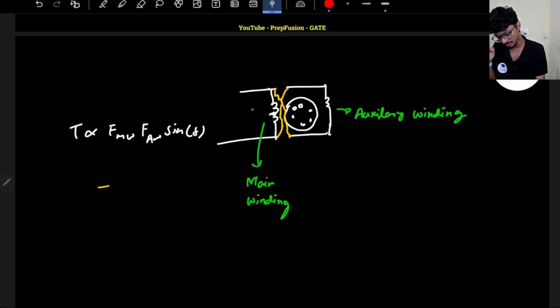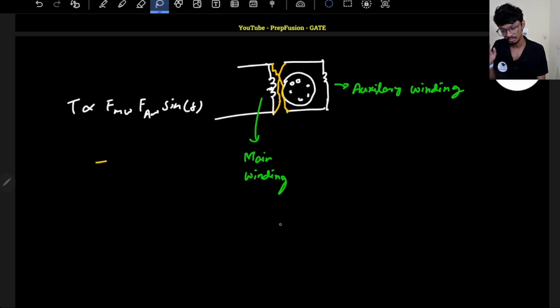So either if I reverse the main winding terminals, or if I reverse the connection of the auxiliary winding, that will reverse the direction of rotation. But please don't reverse the main supply. That will not work. If you reverse both the main and auxiliary winding, that will not work. Or if you reverse the main supply, that will also not work. This is exactly similar to the DC series machine. If you remember how to change the direction of rotation, this we have already covered. That's why I'm going a bit fast over here.